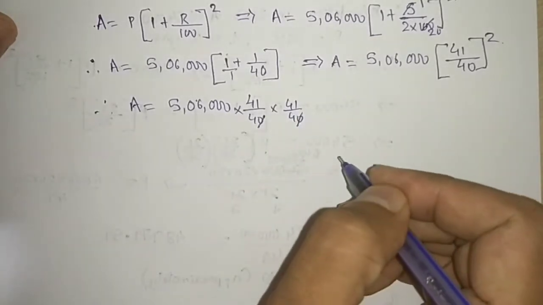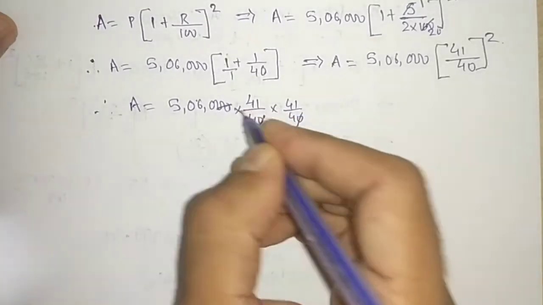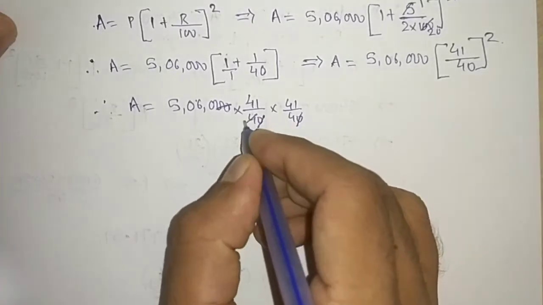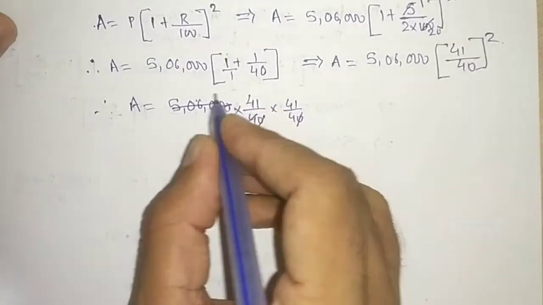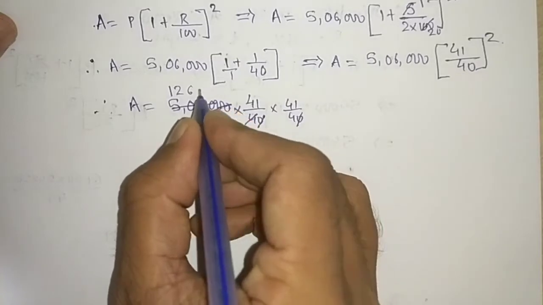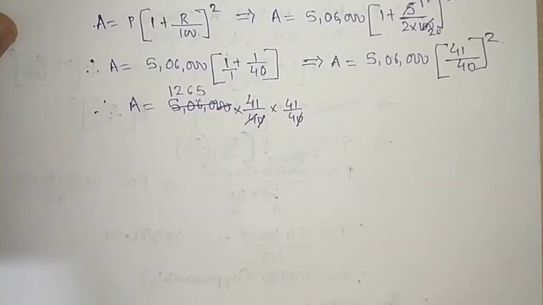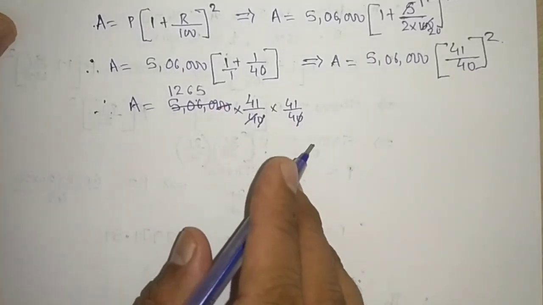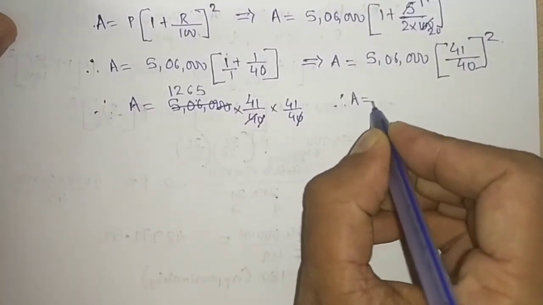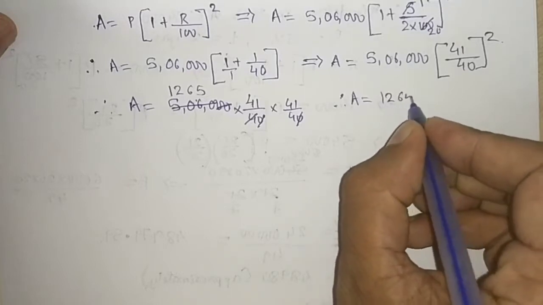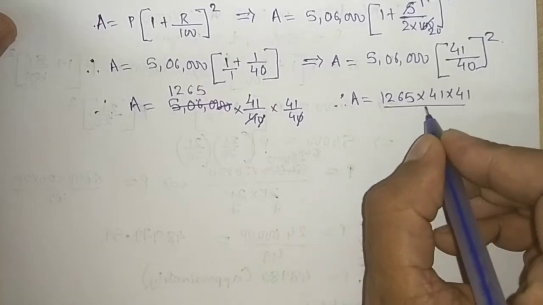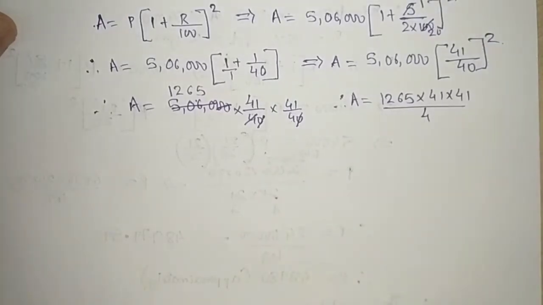2 zeros from the denominator and 2 zeros from the numerator cancel. If I cancel out 4 with this, I will get 1,265. This will be my amount. So going further, therefore amount is equal to 1,265 into 41 into 41 whole divided by this 4. I will not forget that.